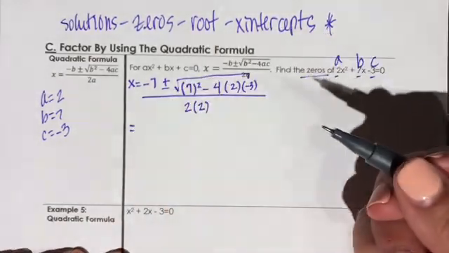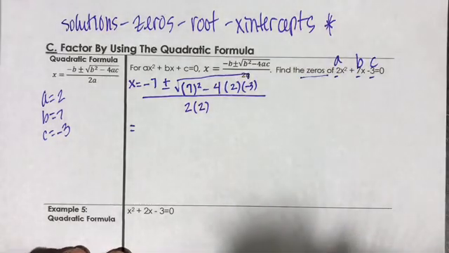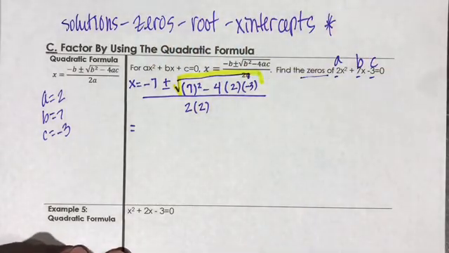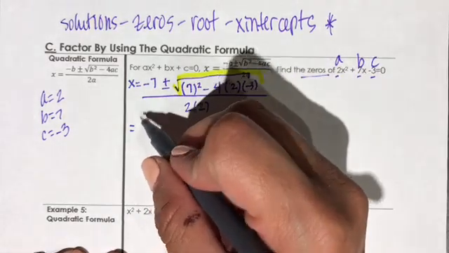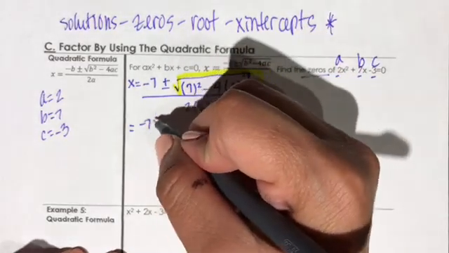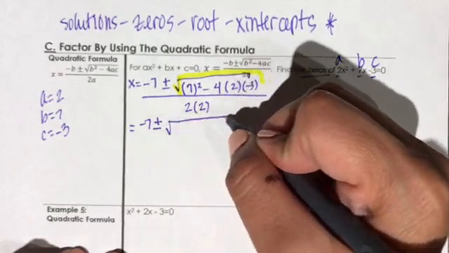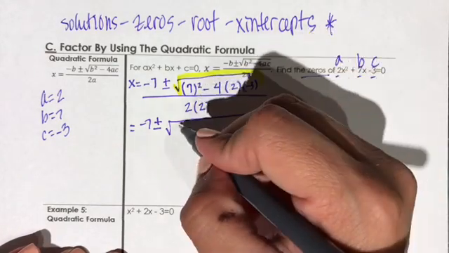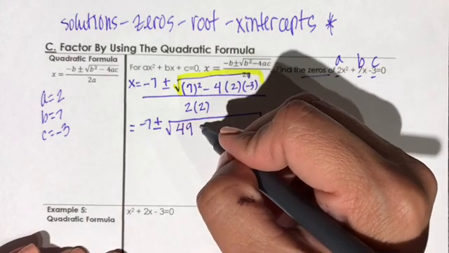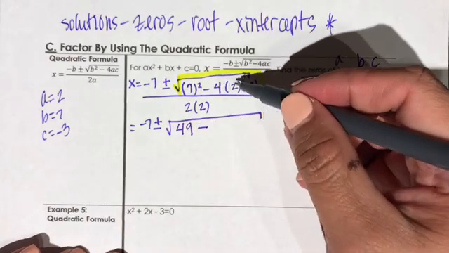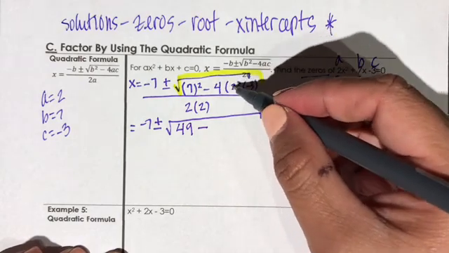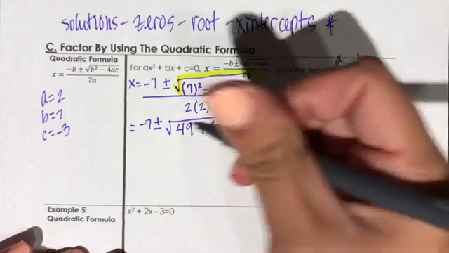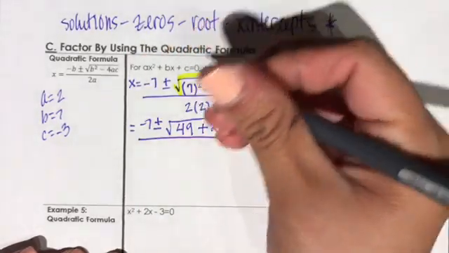To simplify, what is underneath the square root stays underneath the square root. That's all going to be simplified on its own. It's a lot of writing and rewriting. Negative 7 plus or minus the square root. We're solving underneath the square root. Order of operations. Exponents. 7 times 7 is 49. And then you're going to multiply negative 4 times 2 times negative 3. Negative 4 times 2 is negative 8. Negative 8 times negative 3 is positive 24. All of this divided by 2 times 2, which is 4.